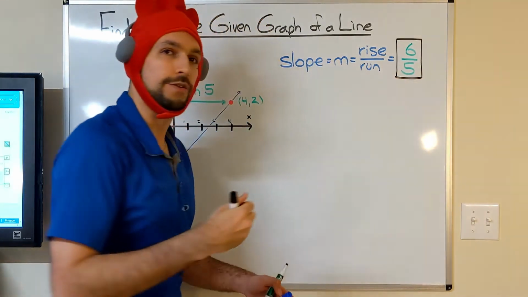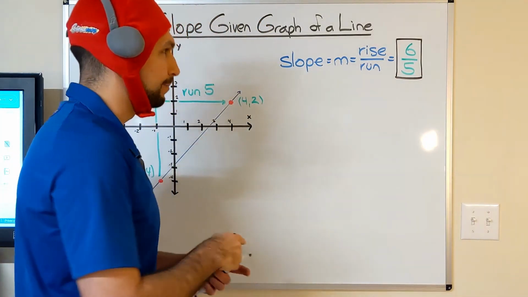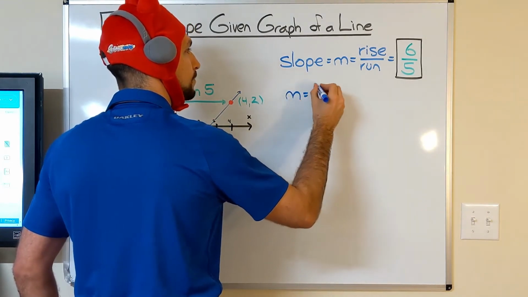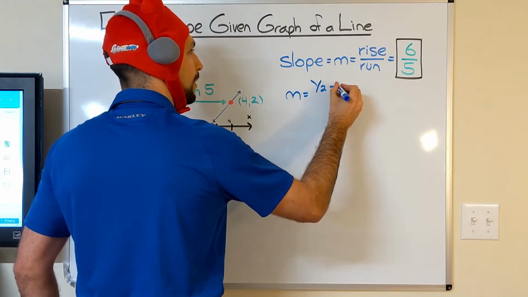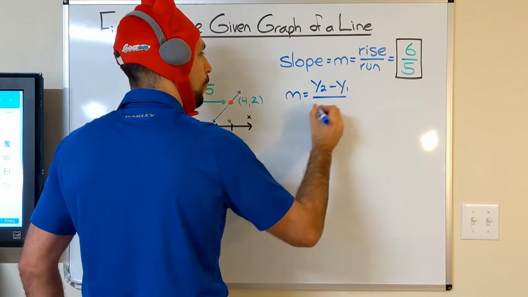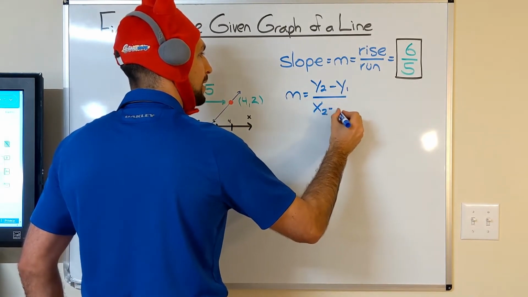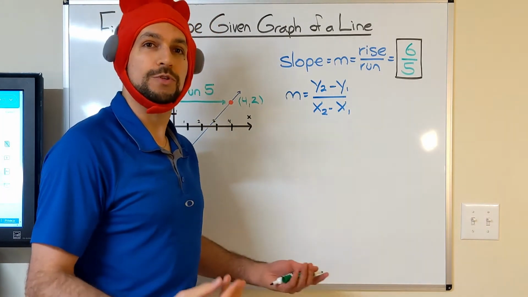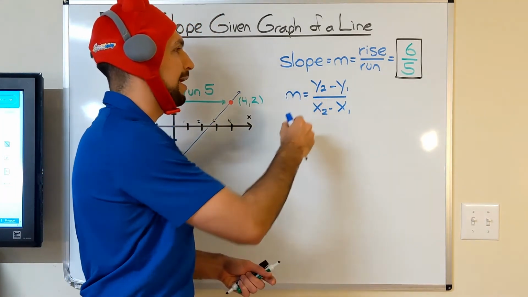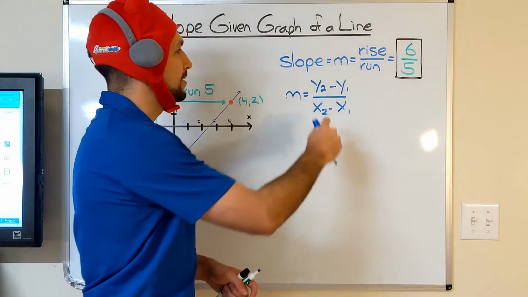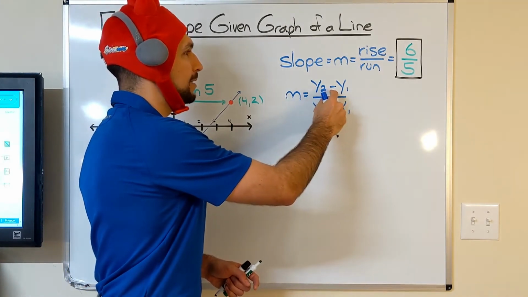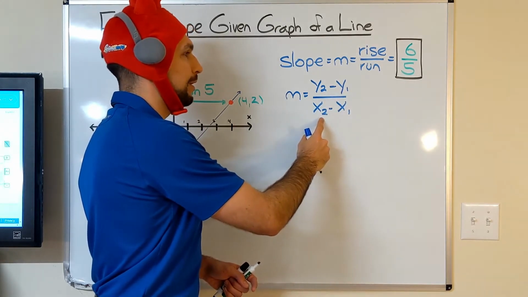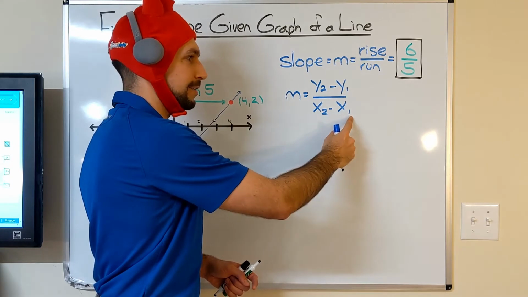Now, a second way to do this would be to use the slope formula. So slope is also equal to y2 minus y1 over x2 minus x1. Now this may look complicated because there's a lot of subscripts on these x's and y's. But this simply just means the second y coordinate minus the first y coordinate divided by the second x coordinate minus the first x coordinate.